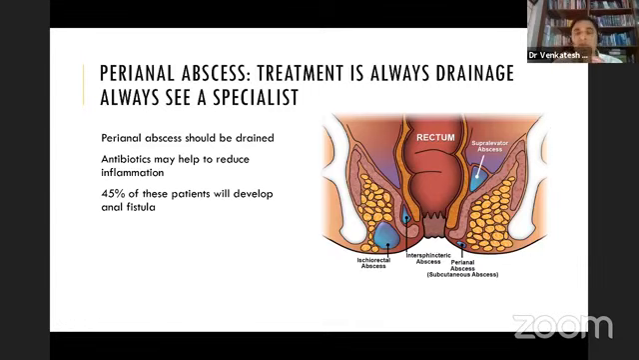So what to remember is, if you have a perianal abscess, it needs drainage. It's better if it's done by somebody who does a lot of this, or a specialist. Antibiotics may help to reduce the inflammation, but they're not the treatment. And 45% of these abscesses, after drainage, will end up forming an anal fistula.